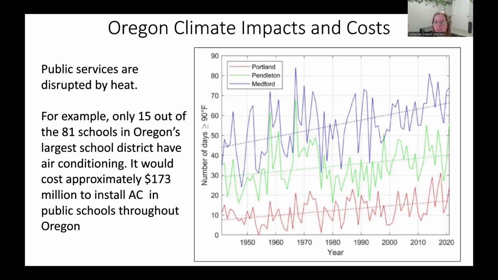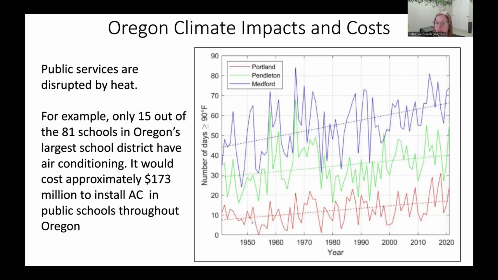Here we have a graph. This is a little bit wild, but let's break it down. We have number of days over 90. In Portland, that would be considered extremely hot, but not extremely hot in Medford. And then we have the year, and we have Portland, Pendleton, and Medford. So three different cities in Oregon that we're comparing the changes of days over 90 degrees.